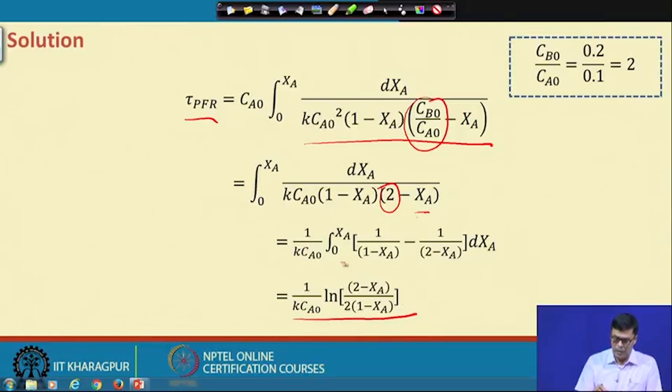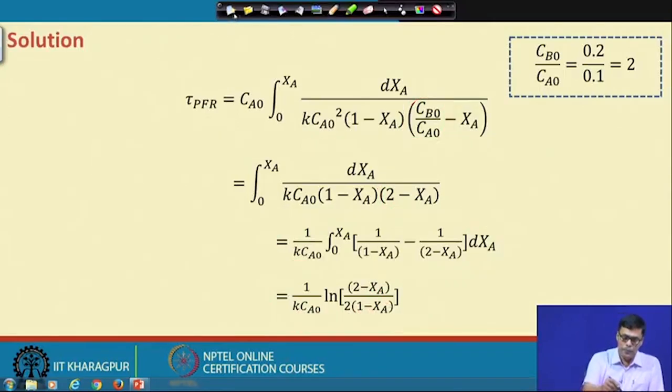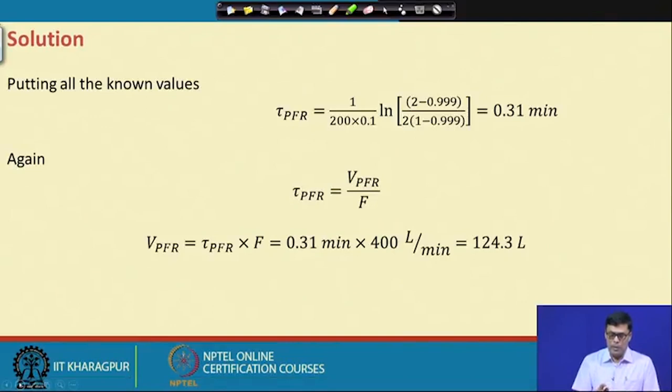You can see this. If you do the partial fraction differentiation of this, you will get this particular expression. This is 1 by K CA0 ln of 2 minus XA by 2 into 1 minus XA. Then if we put values here.